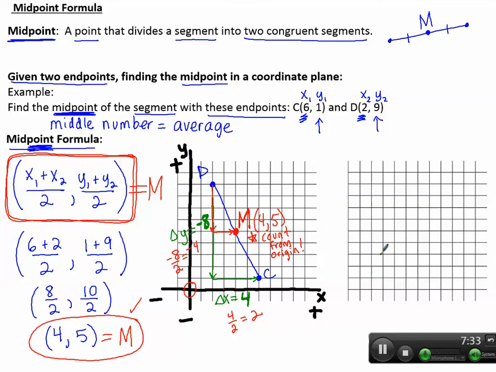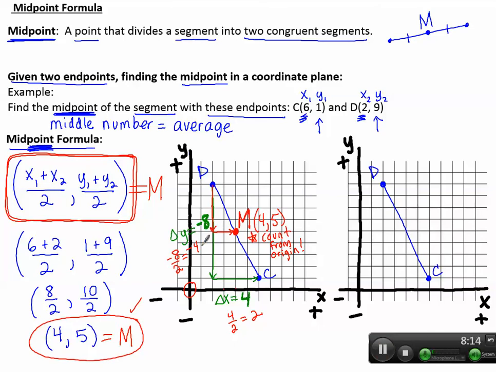There's another way we could do it, and it also requires a graph. So let's go ahead and draw our y-axis and our x-axis. Once again, labeling x and y, positives, negatives, positives, negatives. Now let's plot our points. (2, 9) was D, and (6, 1) was C. Again, I'm going to connect the points to make that segment.